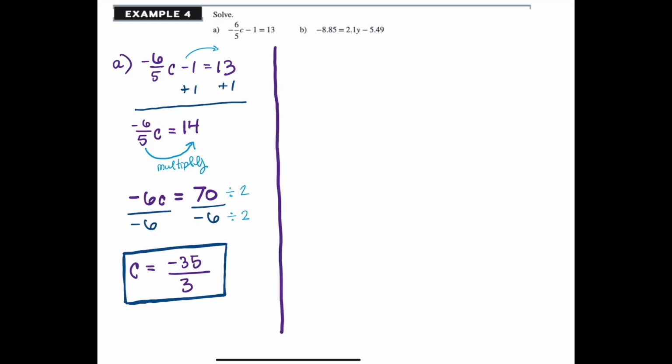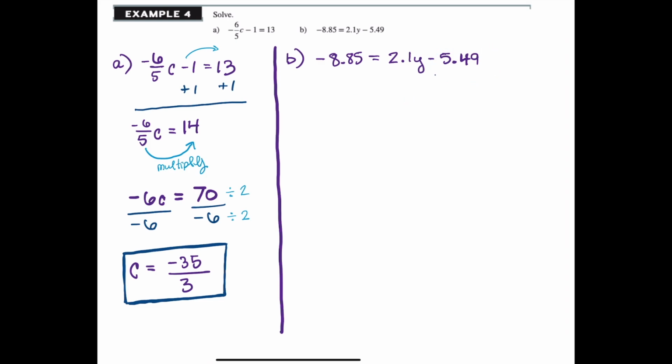All right, let's look at example B. This time we have some decimals. Negative 8.85 equals 2.1y minus 5.49. This time our variable is on the right side, which is okay. We can leave it over there. We have decimals, but let's just use the same process, follow the same rules. I'm going to move the term that is not attached to the y over to the other side.